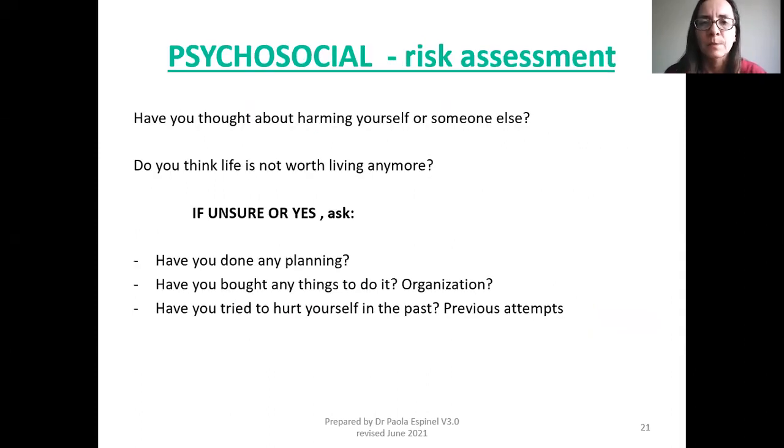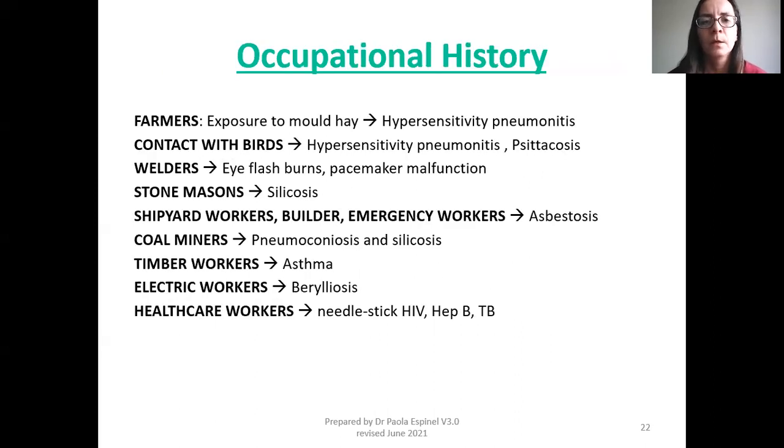This psychosocial risk assessment is very good for mental illness, and of course, depending on the presenting complaint, if you think that someone is self-harming. So check if the patient is depressed as well, if they have made any plans or they want to end their life, and how much further they have progressed with this. And of course, the occupational history. Some patients will have a condition that is very related to their occupation and the exposure. So you need to know what they do for a living.